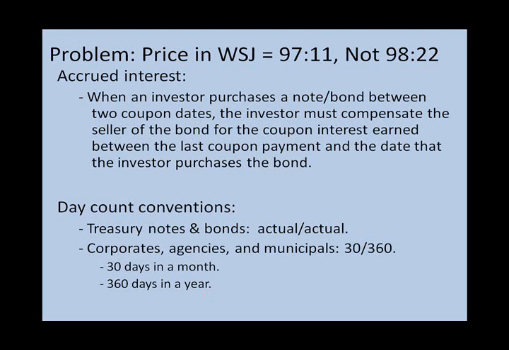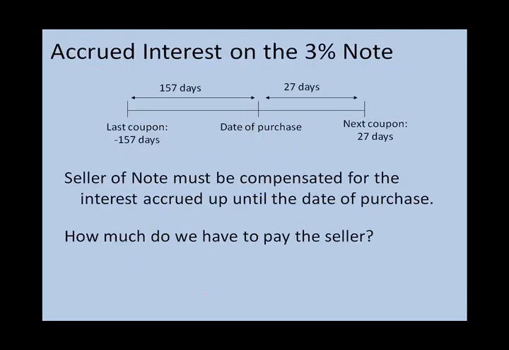We're going to be looking here at Treasury notes and bonds, so it's always going to be the actual number of days. Let's look at our problem in detail. When we purchase this bond or this note, we know we're going to receive $15 in 27 days. The last coupon payment of $15 was 157 days ago. And we've got to compensate the seller of the note for the interest that's been accrued up to the date of purchase. So how much should we be paying the seller?